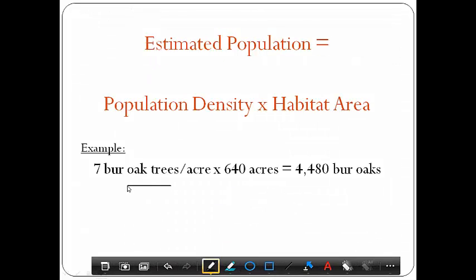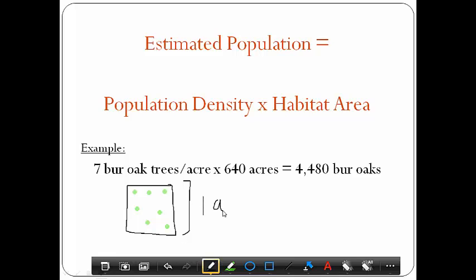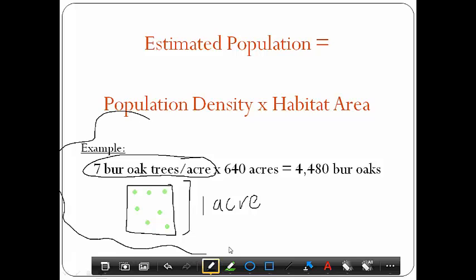We have our plot maybe, and within that plot we found 7 bur oak trees. So I'm going to do those 1, 2, 3, 4, 5, 6, 7. Okay. And that was 1 acre in size. Our little plot that we made here is 1 acre. So we've got 7 oak trees per acre, but we know the whole area, remember this is part of a bigger forest here, so the whole area is actually 640 acres.